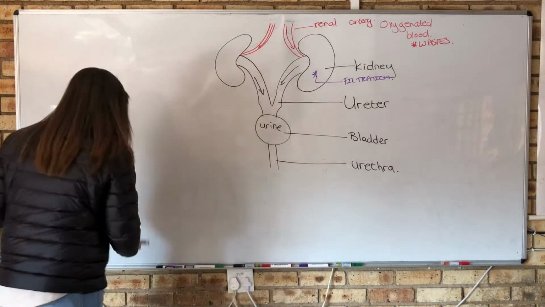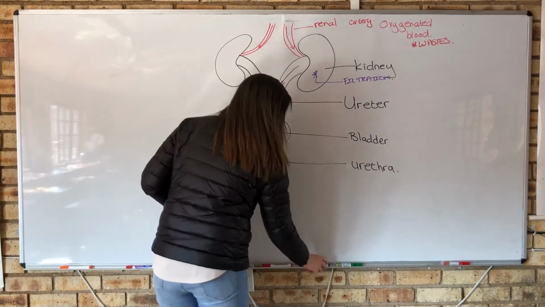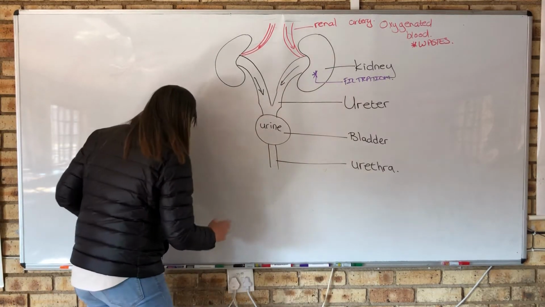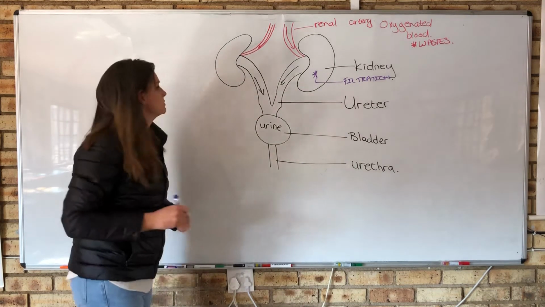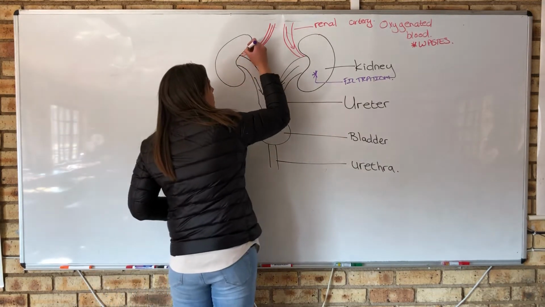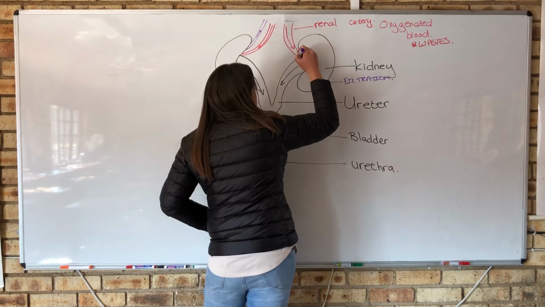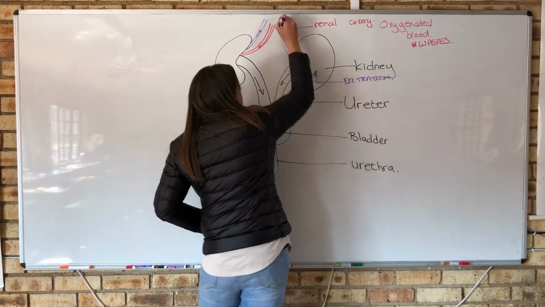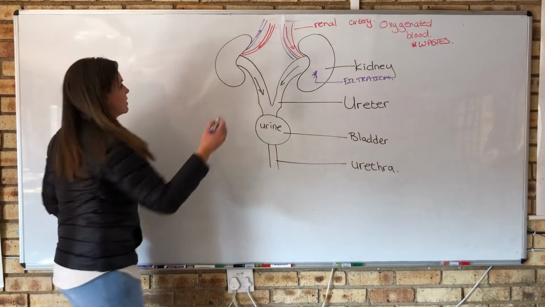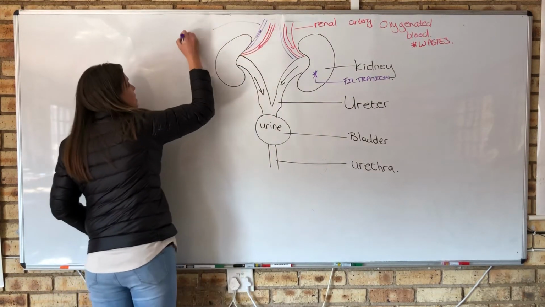Now blood leaving, unfortunately I don't have a blue, I don't know what's happened to my blue pen. Anyway, let's use purple, okay? There is deoxygenated blood leaving the kidney on each side, okay? Now I'm running out of space, but don't worry too much about that.